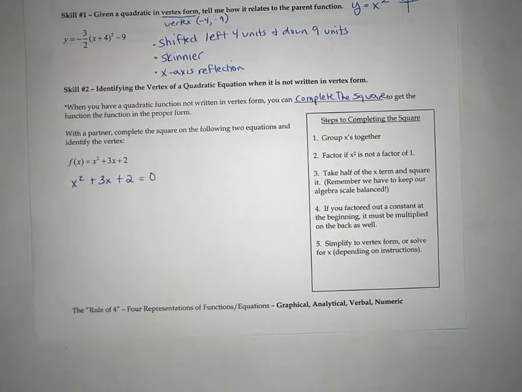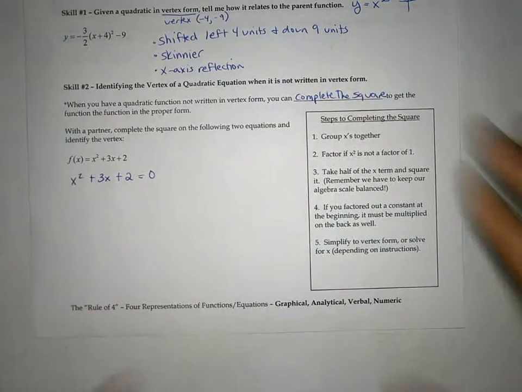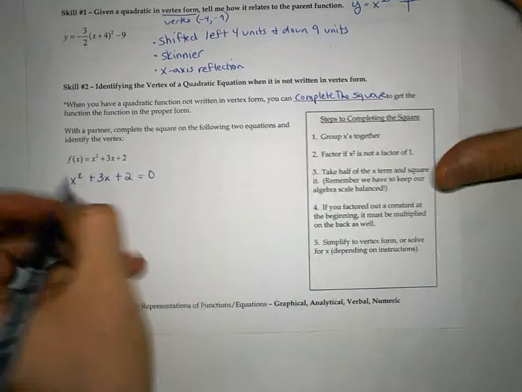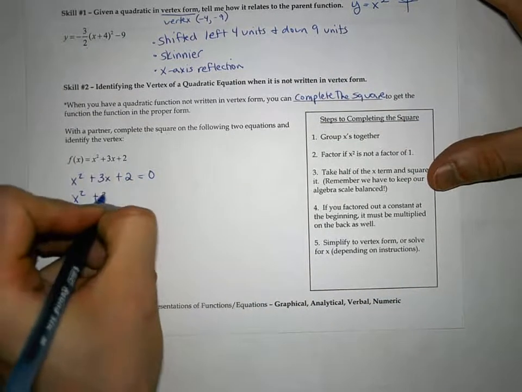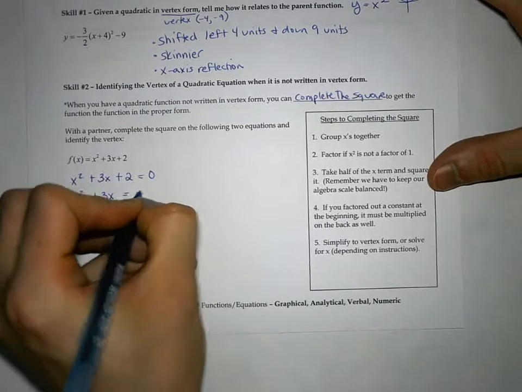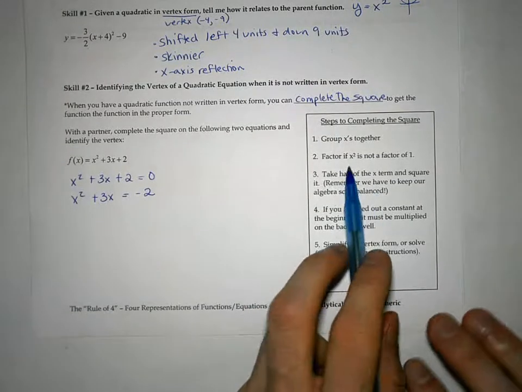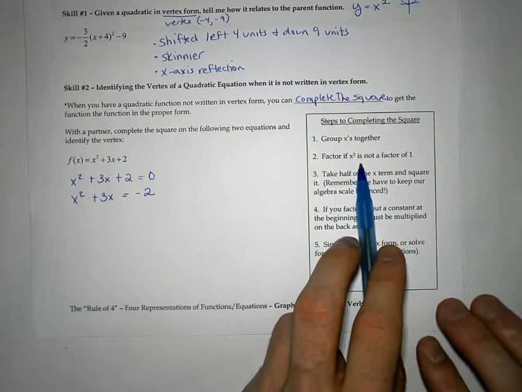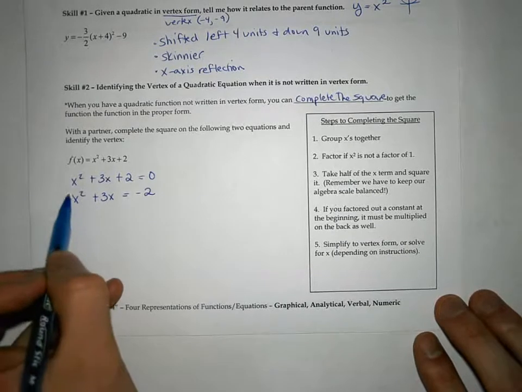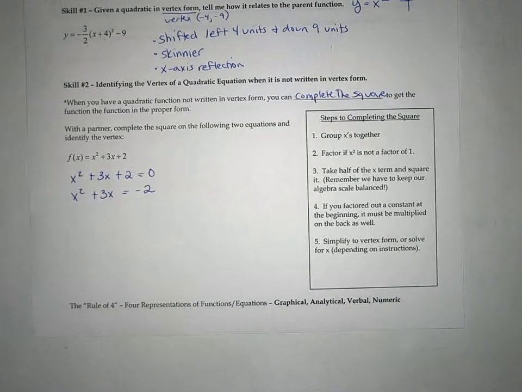My first goal then is to group the x's together. So that means my x's will be on one side, my constants will be on the other. So x squared plus 3x is equal to negative 2. The next thing I've got to do is factor out the value in front of the x squared if it's not 1. Here we've got a 1 in front, so I don't need to do anything. But in essence, I'm factoring out a 1.